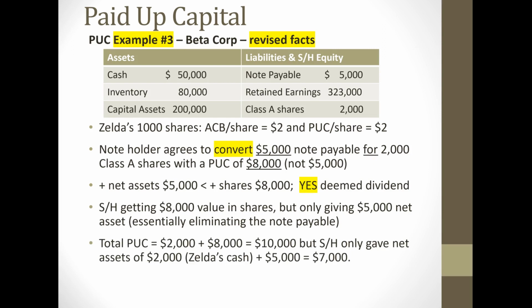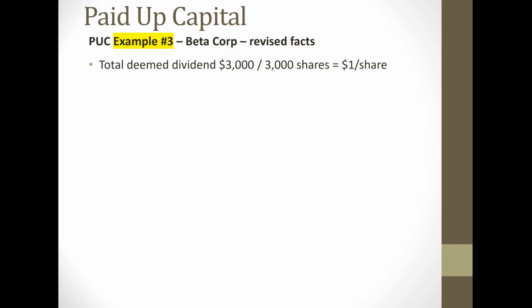Let's look at the total PUC first. The total PUC now is going to be $10,000. The shareholders only gave up assets of $7,000: the $2,000 that Zelda initially paid for her shares, and the $5,000 notes payable that was eliminated. So the net assets only increased by $7,000, whereas the PUC is now $10,000. So that $3,000 must now be taxed, because now the PUC is $10,000, and that's the amount that can be returned to the shareholders free of tax. But the shareholders only gave up $7,000 of net assets. So that $3,000 is going to be taxed, moving on to the next slide, as a deemed dividend.